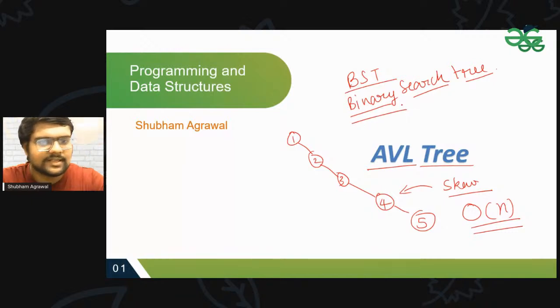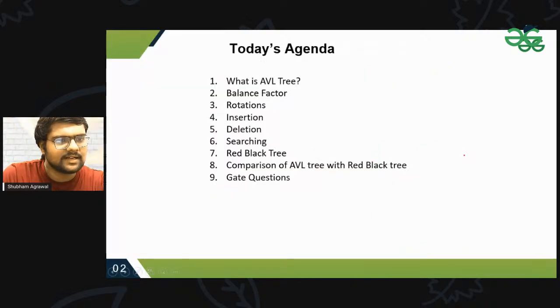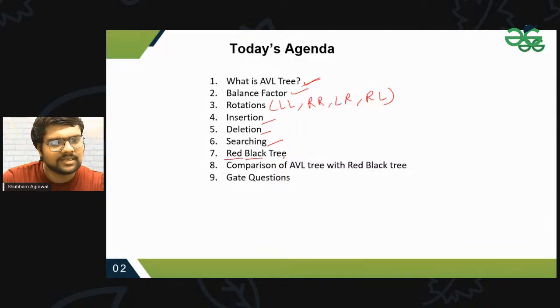Let's see what we are going to study in today's session. First, we will see what is AVL tree. Then we will see what is balance factor, and what are the different types of rotation: LL, RR, LR, and then RL rotation. Then we will see insertion and deletion in AVL tree, how we can search an element in an AVL tree, and the basics of red black tree. Then we will see the comparison between AVL tree and red black tree, and after that we will do some GATE questions. Let's start.